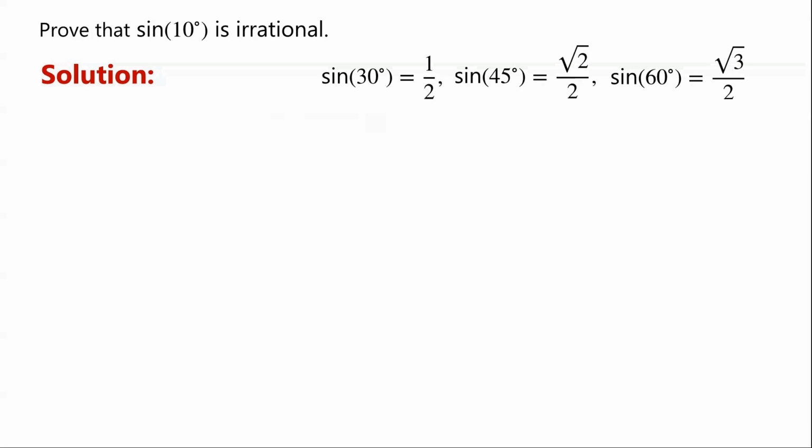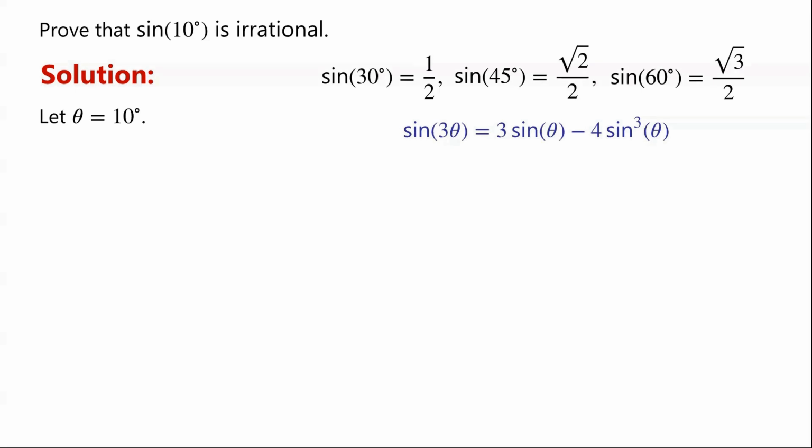We know 10 degrees equals 60 degrees divided by 6, or 10 degrees equals 30 degrees divided by 3. So we could use multiple angle formulas to evaluate sine 10 degrees. Triple angle formula: sine 3 theta equals 3 times sine theta minus 4 times sine cubed theta. Now we let theta equal 10 degrees.